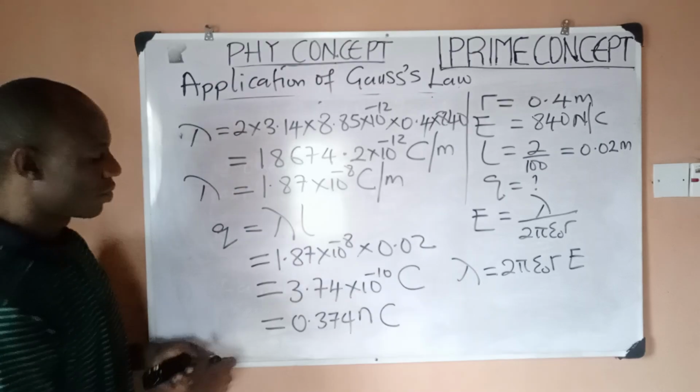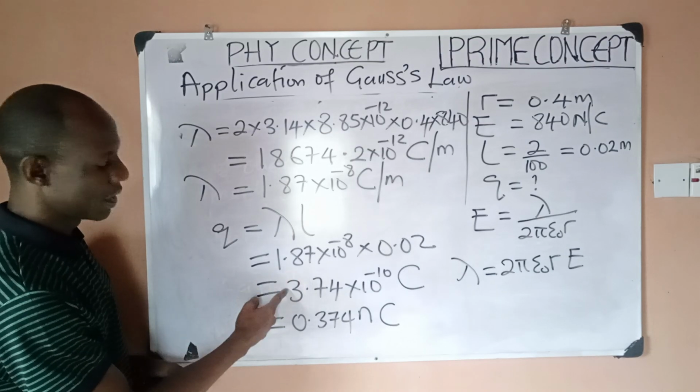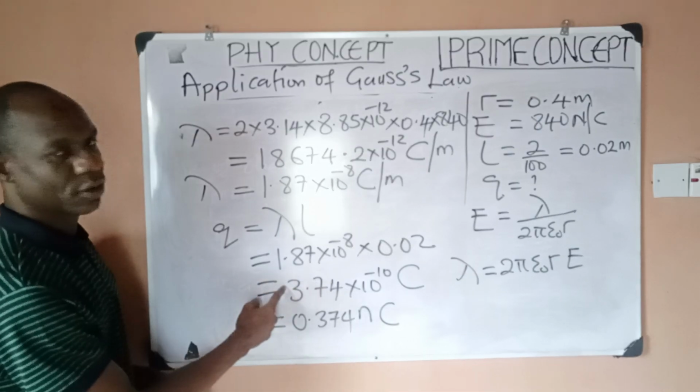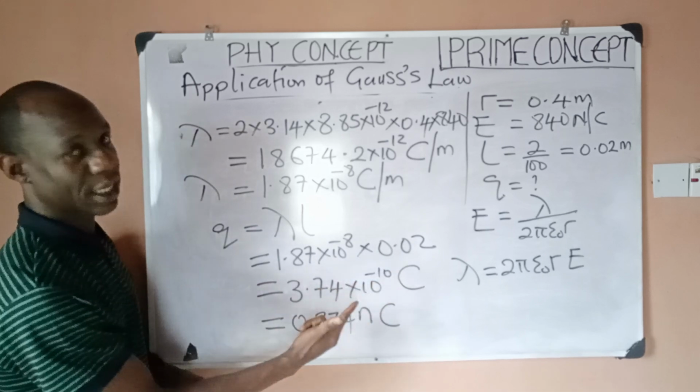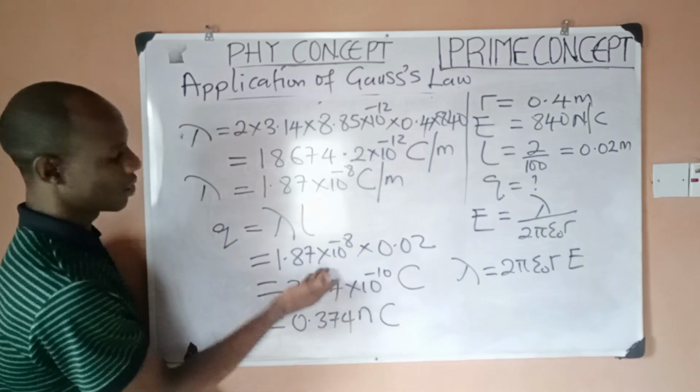What did I do? If you just move this point here, it becomes 0.3. When you move, you're moving positive 1, so minus 10 plus 1 is minus 9. And minus 9 is nano. So this or this is our answer, right?